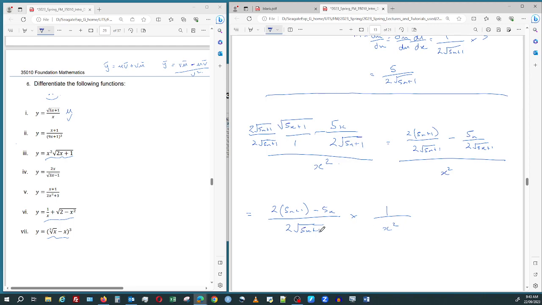So we get 2x squared. So let's do this one. So we get 10x plus 2 minus 5x over 2x squared, square root of 5x plus 1, which will be 5x plus 2 over 2x squared, square root of 5x plus 1. Looks like a rather complicated set, doesn't it?